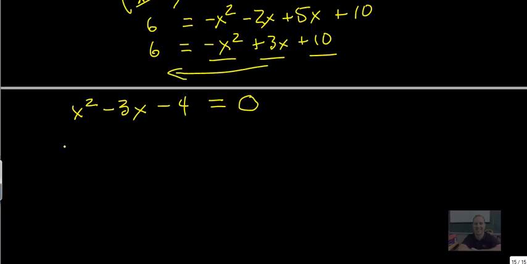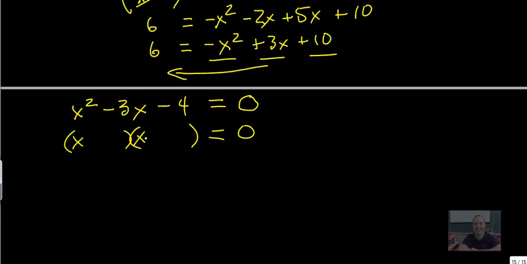Okay? And so then we have two options. If you can solve this by just looking at it, by intuition, there's a 1 here as a coefficient. That's nice, because we're just looking for two numbers that multiply to negative 4 and add to negative 3. And can you think of those two numbers?